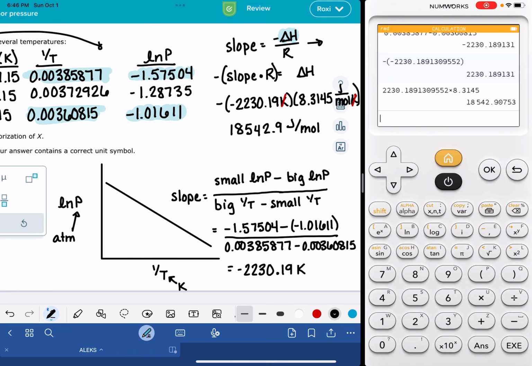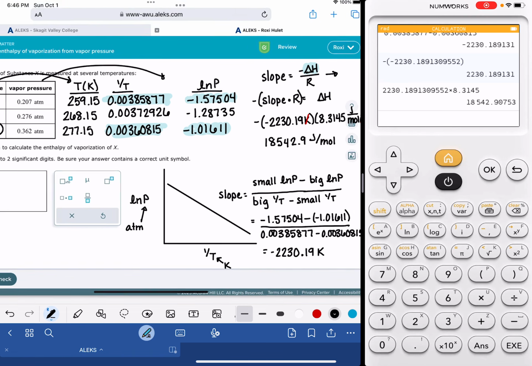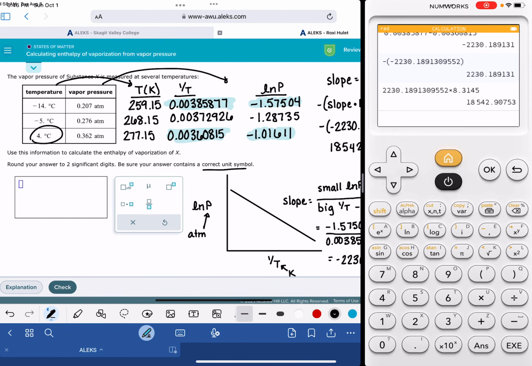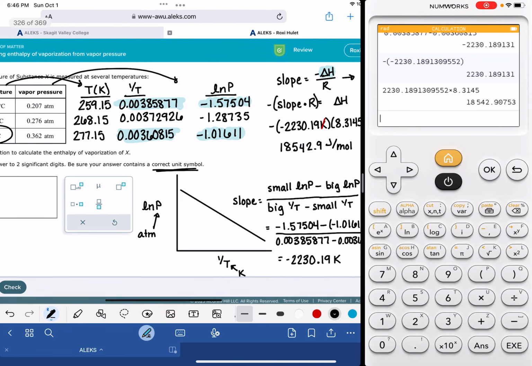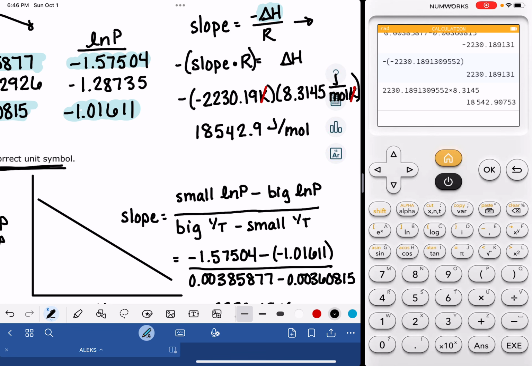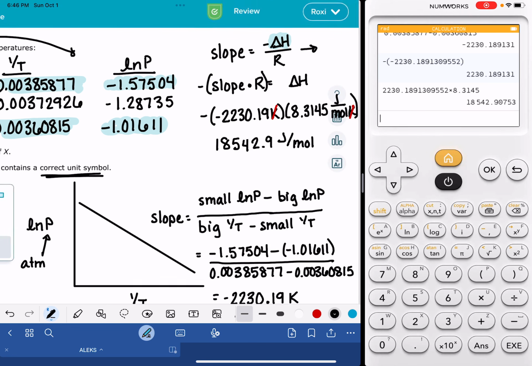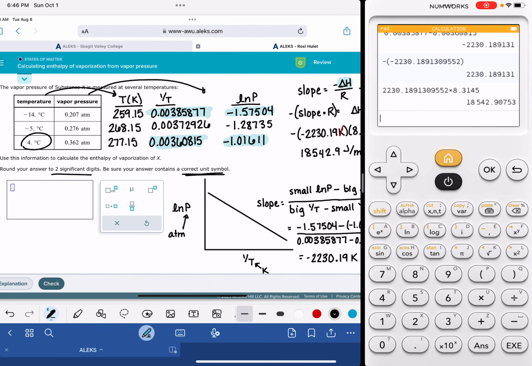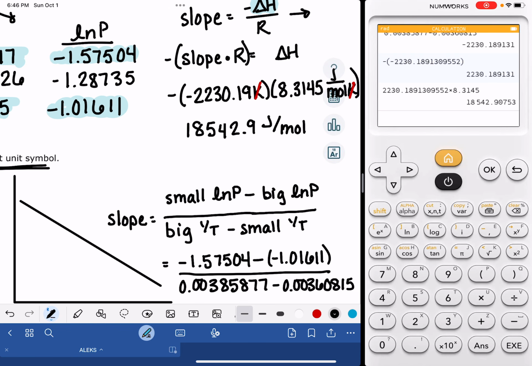Now, because that's such a large number, I'm guessing that ALEKS probably wants us to put it in units of kilojoules. Ooh, it actually doesn't say what unit we should be using. I think that it's probably pretty wise to turn this into kilojoules per mole. That's pretty standard for delta H, and it says that it wants it to 2 significant figures. So for my number, I'm going to have 19 kilojoules per mole.